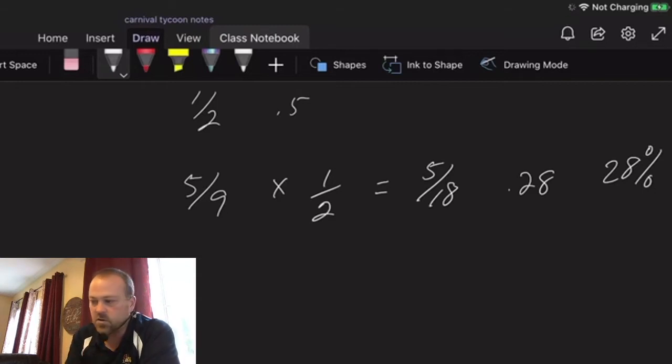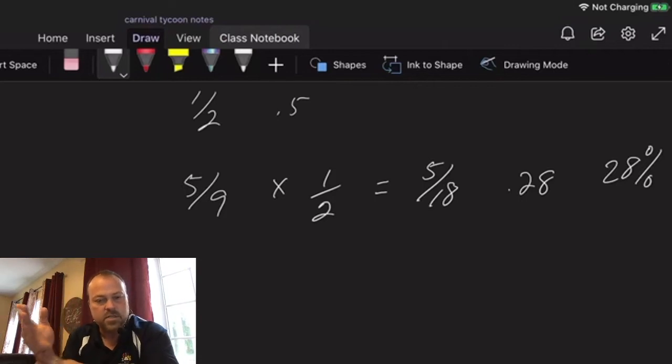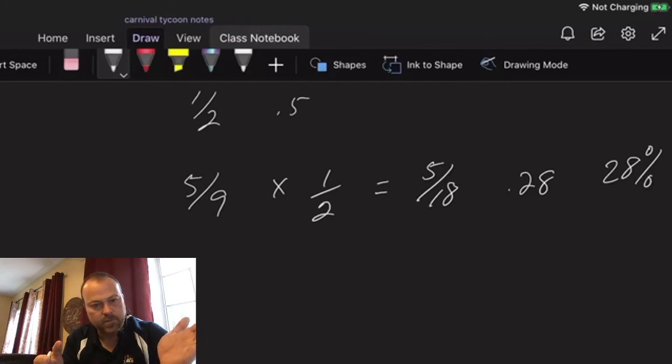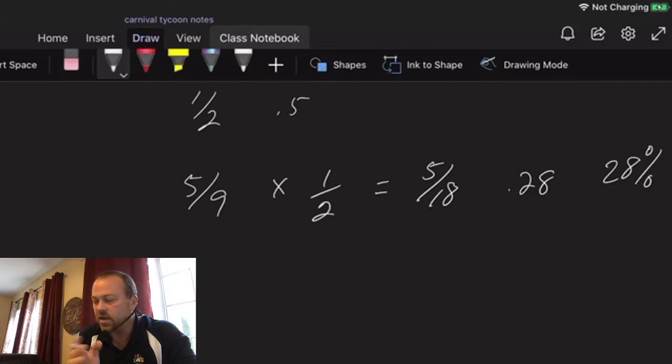So as a review for compound events that are independent of one another, they have no effect on each other, all we have to do is multiply the likelihood of one times the likelihood of the other one. And generally we're talking fractions, so that's the easiest way to go about that. Sometimes you can take the decimals and multiply them too. You get the same thing. But that will give us the likelihood of both of the events happening.